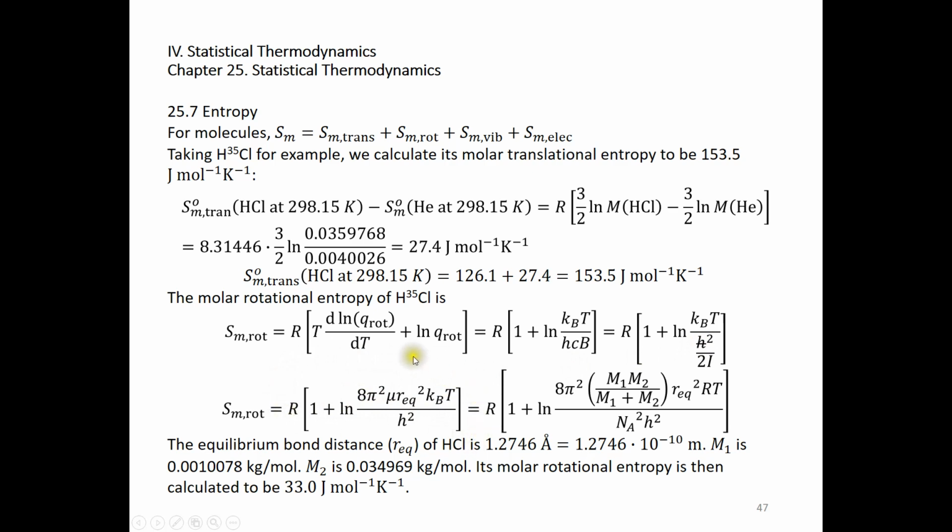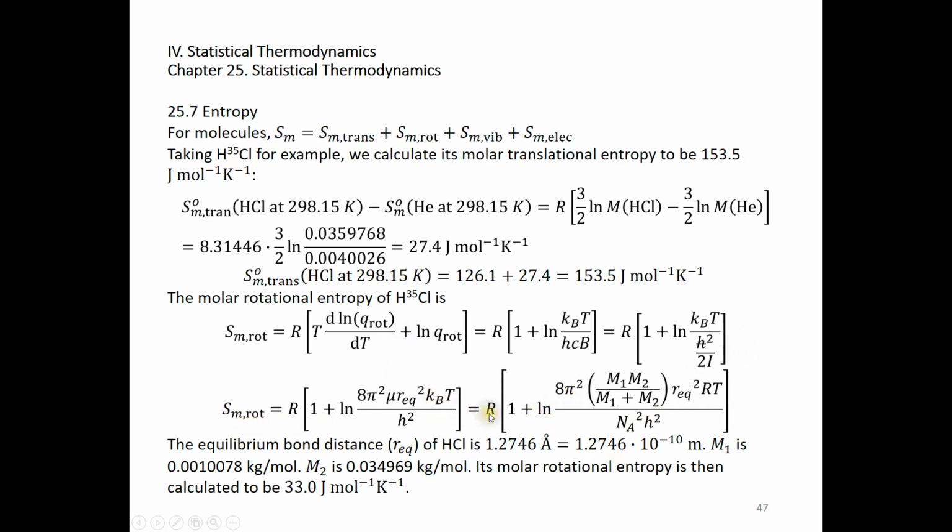And now we can just evaluate this. Before we do this, this mu is m1 m2 over m1 plus m2, lowercase m. I want to convert it to uppercase M, so we multiply this mu by the Avogadro constant, and that's why you see the Avogadro constant on the bottom. And also there's a kB. I want to replace that with R, so you have a second Avogadro constant here. Now we can just plug in all the numbers to get the rotational molar entropy for HCl.